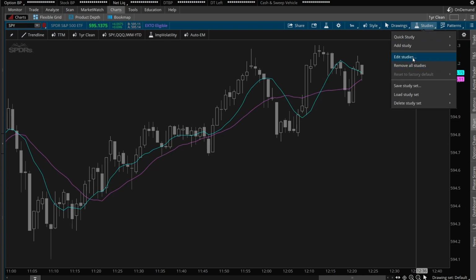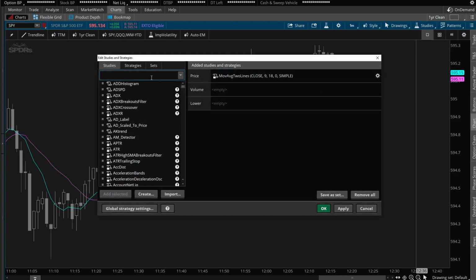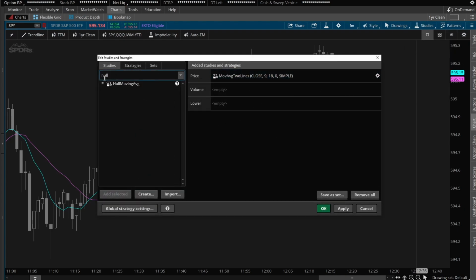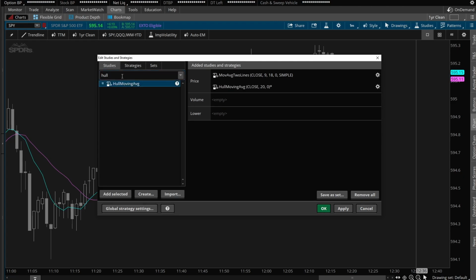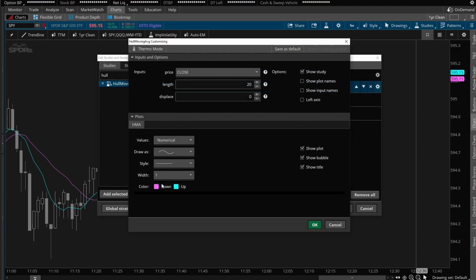And lastly, I'm going to show you the Hull moving average. This moving average is really fast. It's plotting a 20 period, which is actually slower than our 18 period on our moving average 2 lines, which is the simple. We're going to change the color because this moving average changes color as it goes up or down. For down, we're going to choose red. For up, I will choose green.